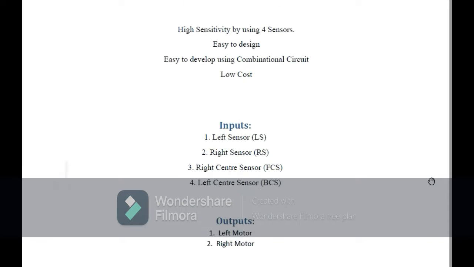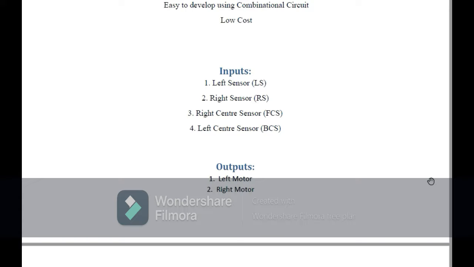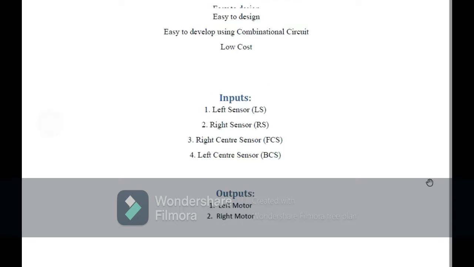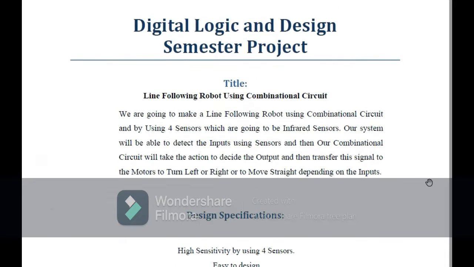This is our task. We have four inputs because we are going to use four sensors. The positions of the sensors are left sensor, right sensor, right center sensor, and left center sensor. And we have only two outputs, which are the left motor and the right motor. The left motor is attached to the left wheel and the right motor to the right wheel. After this, we have to design our truth table on the logic.